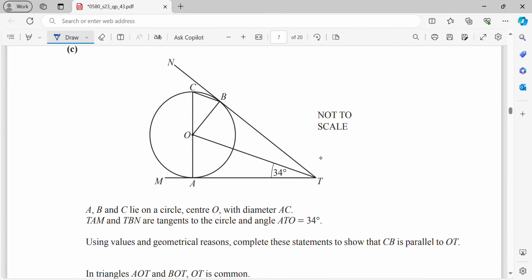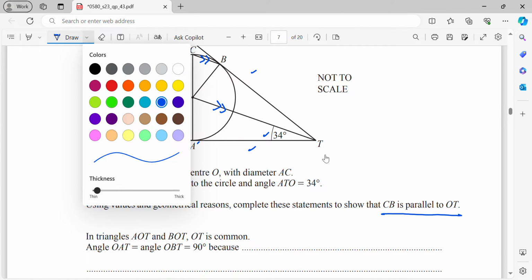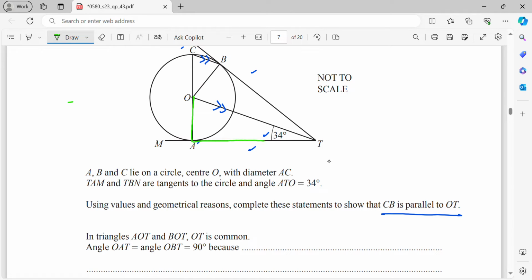Now see, A, B, and C lie on the circle, center O, and diameter AC. TAM and TBN are tangents to the circle, and the angle ATO is 34 degrees. Using values and geometrical reasons, complete these statements to show that CB is parallel to OT. You want to show both lines are parallel. First of all, in triangles AOT, this is a triangle, AOT, and BOT. BOT is here.